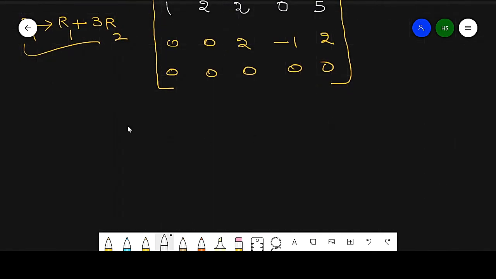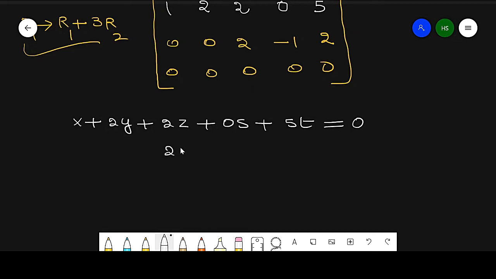Now the given system of equations will become x plus 2y plus 2z plus 0s plus 5t equal to 0. This is the first equation.